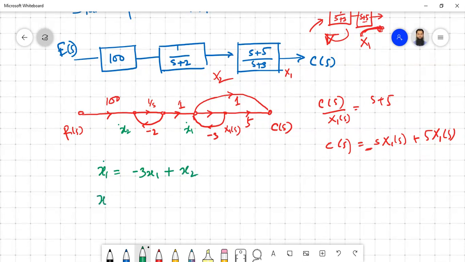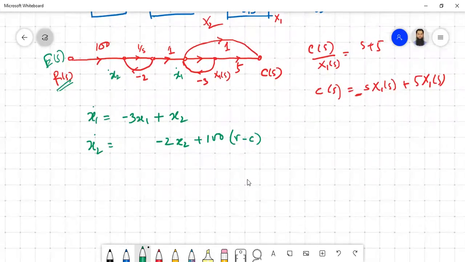Then similarly, x2 dot is equal to minus 2x2 plus 100 times E(s). One thing you have to be careful about here is that this is E of s. In the time domain, e is nothing but r minus c, the reference input minus the output, because it is unity feedback. So you can simply write that.